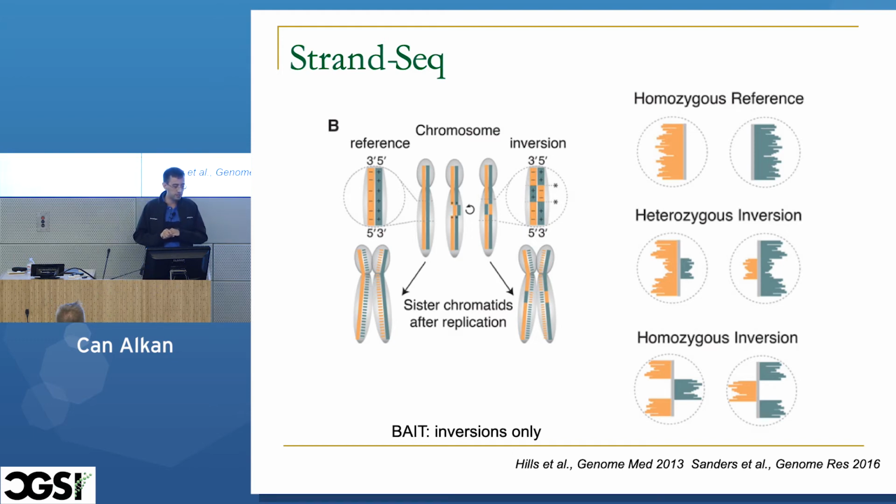If you have a homozygous inversion, you are going to see clear breaks. So negative, positive, negative, or in some cells, positive, negative, positive. Since this is emerging, there is only one algorithm that deals with this kind of data, which is called BAIT.